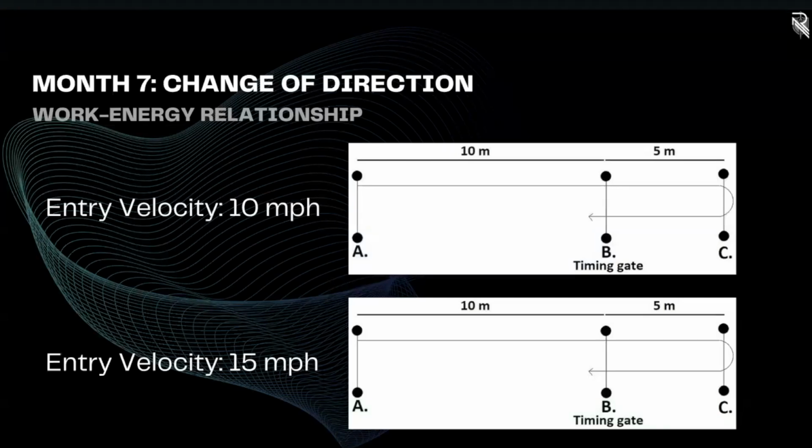Now let's contrast that with an entry speed of 15 miles an hour. If all other variables stay the same, especially the deceleration distance, then the higher entry velocity results in greater kinetic energy at cone B, and because of that, more work must be done to complete the change of direction task. In this case, distance remains constant, so it's the force that must increase to meet the higher energy demand here.